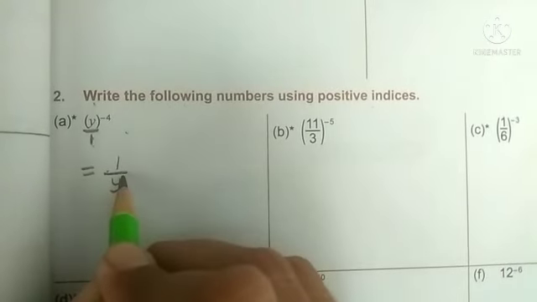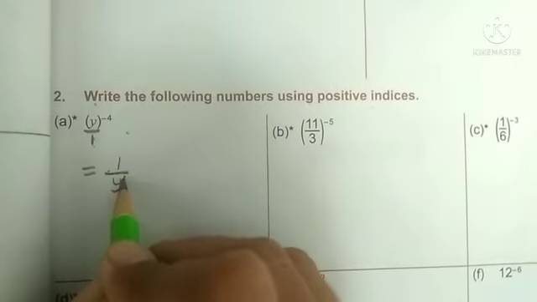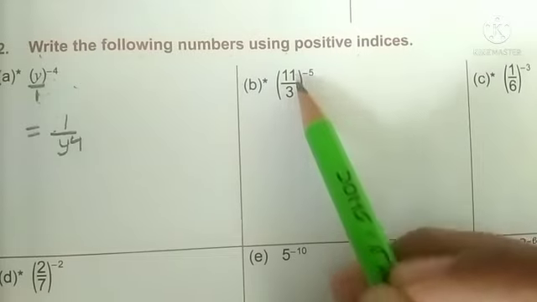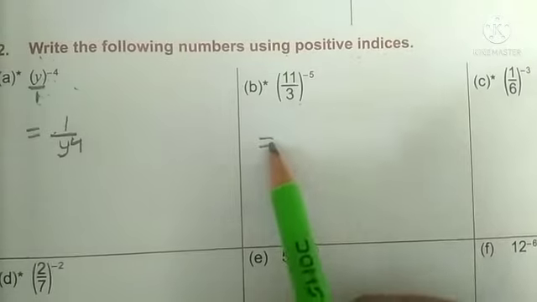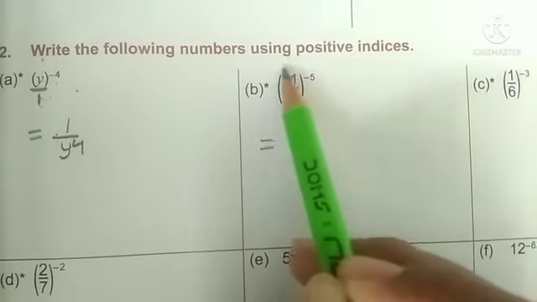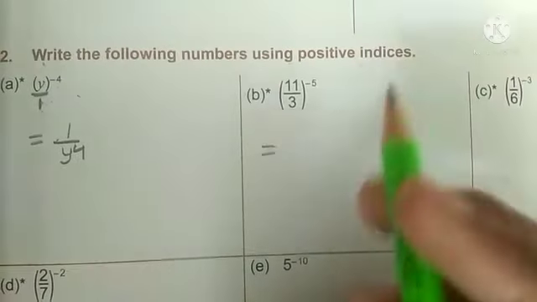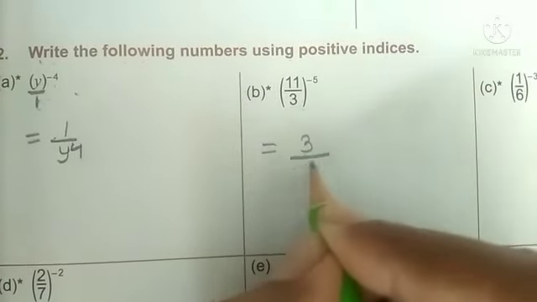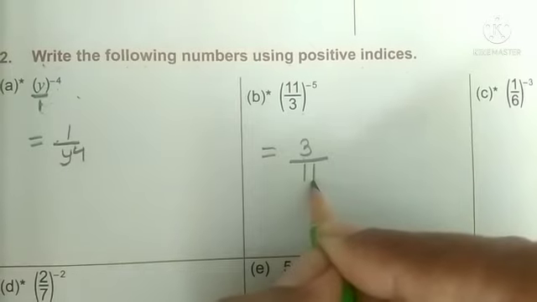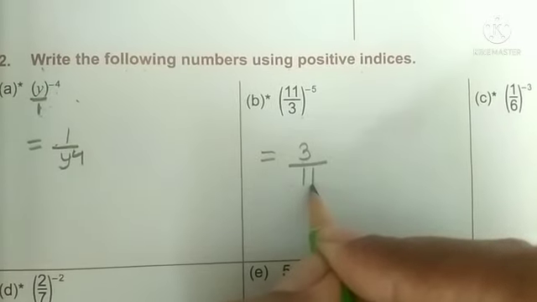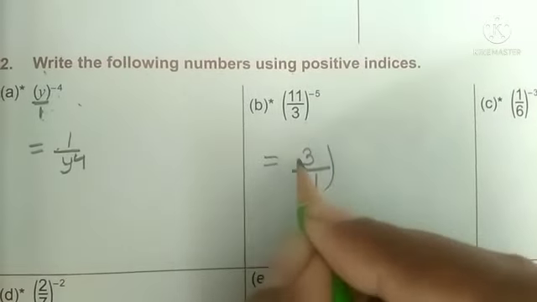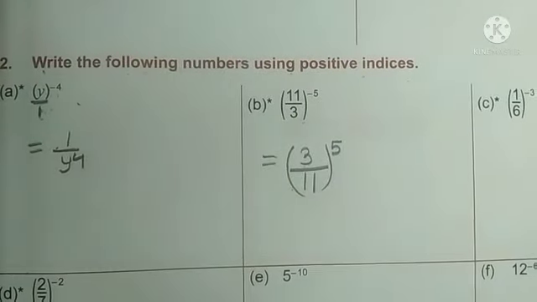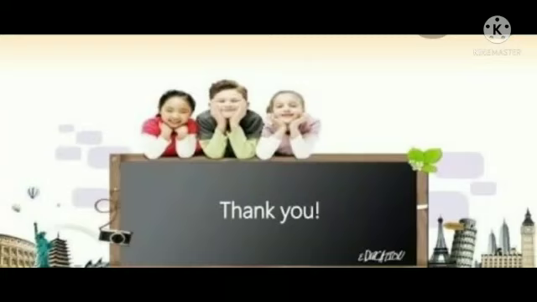So your index here is given as minus 4. So here you will write down 4. Clear, everyone? Second one, 11 upon 3 is given. So first we have to write down the reciprocal of 11 upon 3. So here we will write down the reciprocal of 11 upon 3, that is 3 upon 11. Clear, students? So what will be your index now? Your index will be 5. Clear?